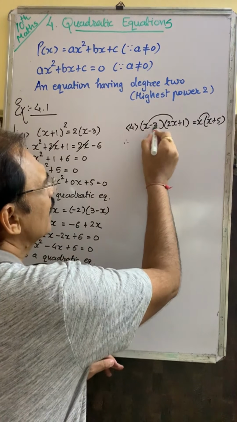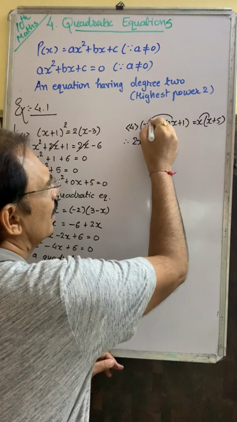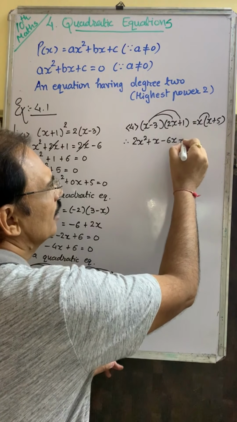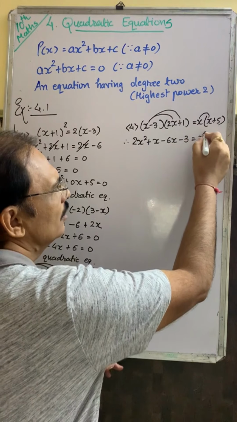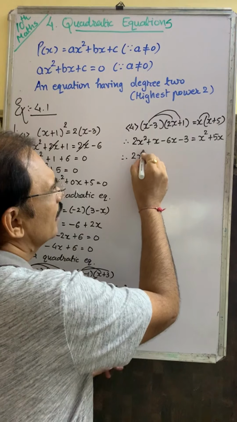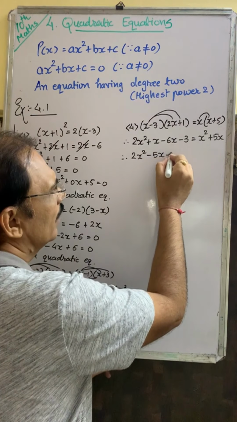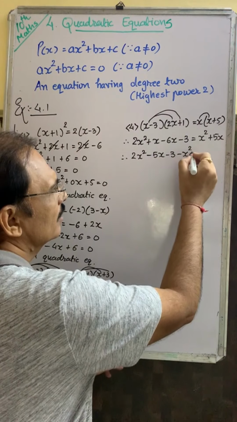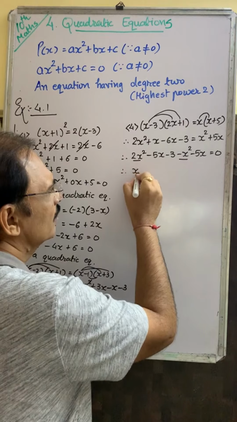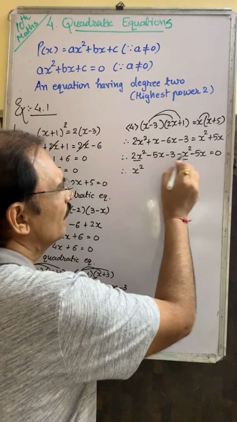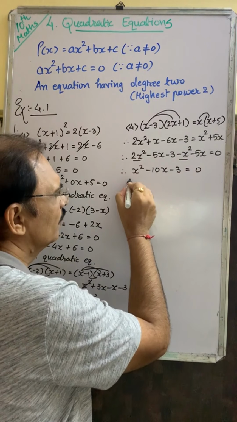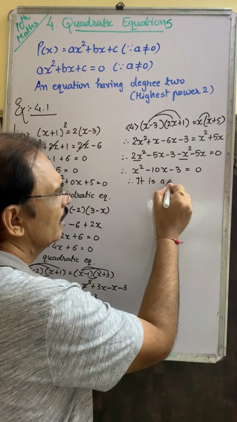See, open it. x into 2x, x into 1, 1x, plus minus minus, 3 × 2 is 6x, plus minus minus, 3 × 1 is 3. x into x, x², 5 into x, 5x. See, 2x², 1 - 6 is -5x - 3. Take these two terms to this side: -x² - 5x = 0. 2x² - 1x² is 1x². -5 and -5 is -10x - 3 = 0. Highest power 2. Therefore, it is a quadratic equation.